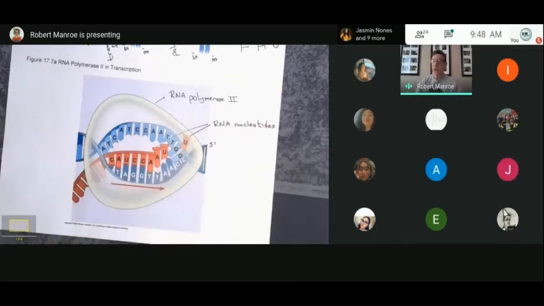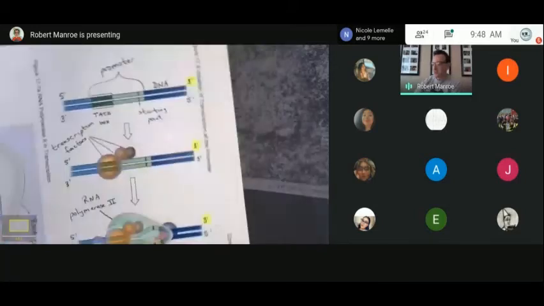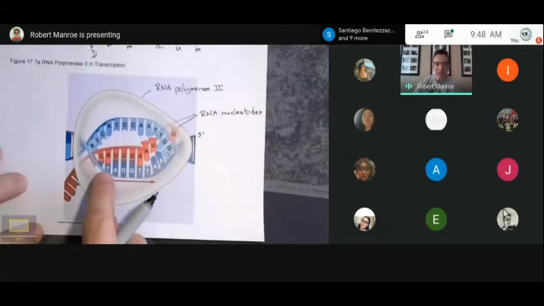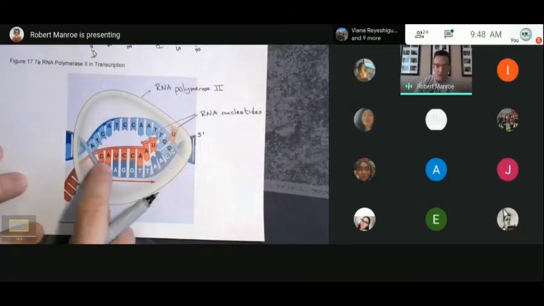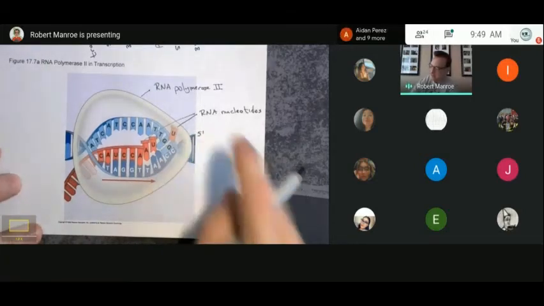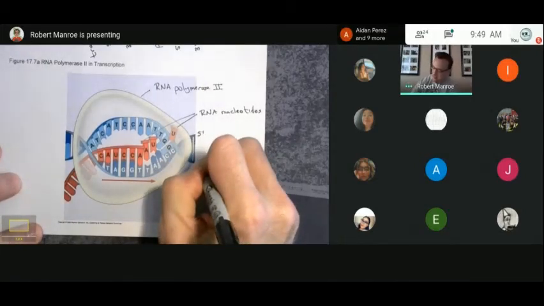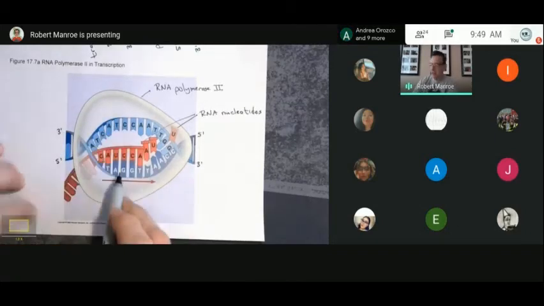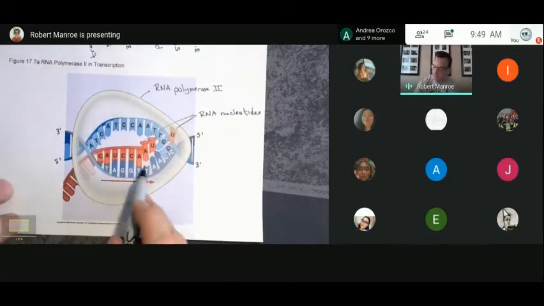Now, sometimes that messes with students because they go, man, come on, you told us top right was always 3'. As long as your strands are straight. What they've done here is, since this is being read 3' to 5', this is 3', and that means when this is twisted, it's a 5' up here. So that's why it's different. And then this would be 3', and this would be 5'. But the RNA polymerase is still reading 3' to 5'.